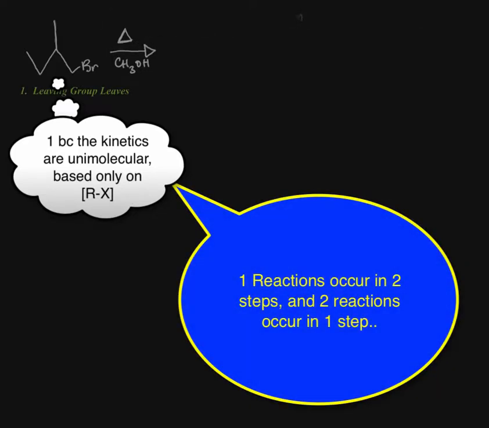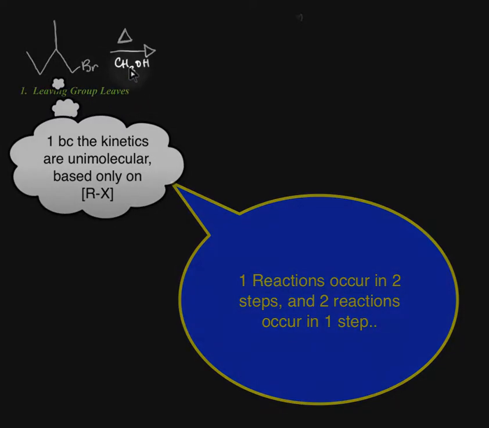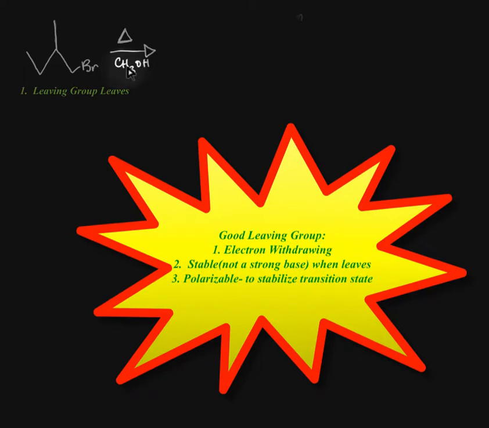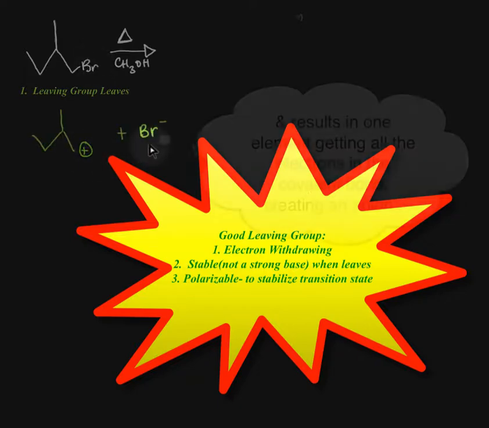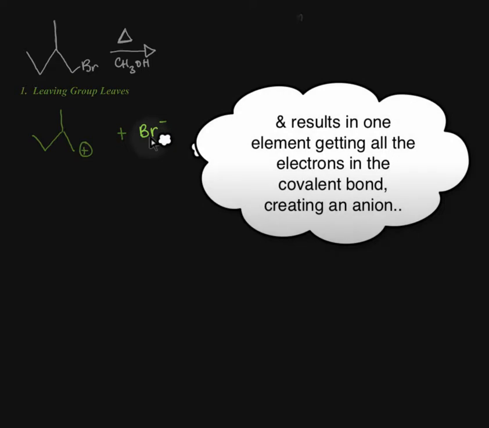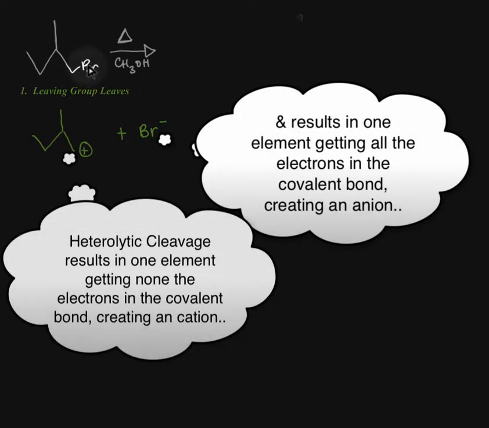So, as always, in an E1 reaction, the leaving group leaves. Again, we know it's an E1 reaction because this is a weak base and a weak nucleophile. So the leaving group bromine leaves, and we get a heterolytic cleavage in which bromide ion gets all the electrons from this covalent bond between bromine and carbon, and carbon's left with an empty p orbital, hence the carbocation.